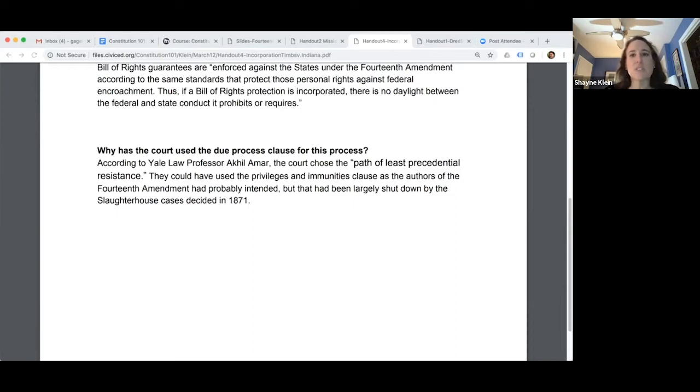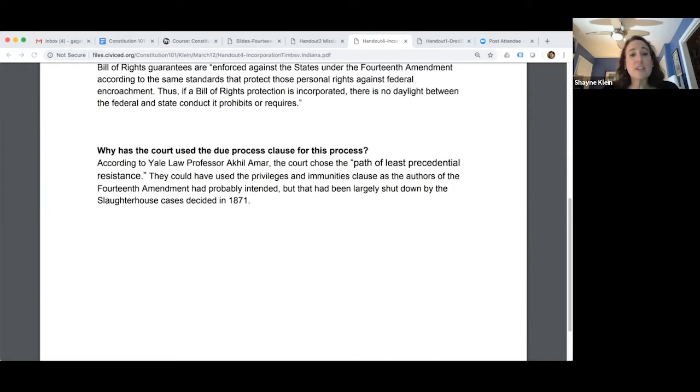So in talking to students, when the court finds a path with precedents, it's easier for them to go down that path because they subscribe to the principle of stare decisis, that precedents matter, and the stability that comes from a judicial system that bases itself on precedent, and the instability that comes from a judicial system that bounces around a lot.